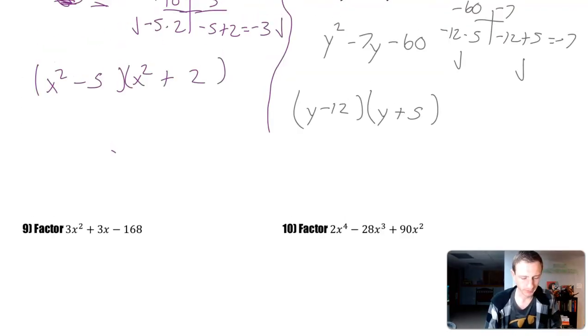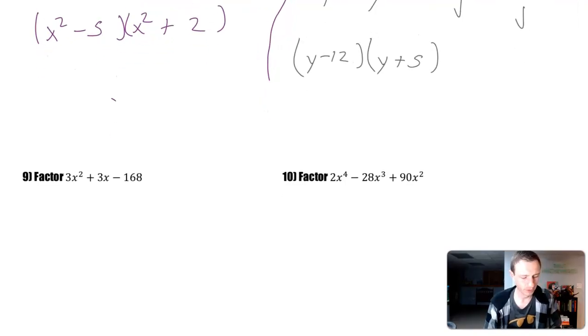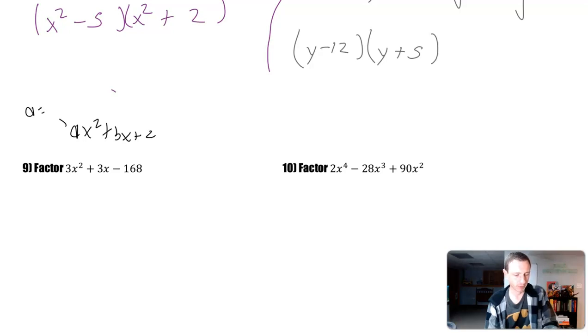I think these are the last two here. So number 9, 3x squared plus 3x minus 168. So this looks like a trinomial, but not in the form that we've been talking about. Remember what I said at the beginning of this video, ax squared plus bx plus c. And in this video specifically, we are looking at a equal to 1. So that leading coefficient is 1. But this isn't 1, this is 3.